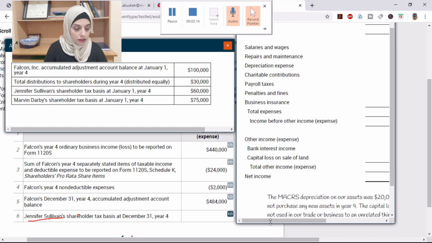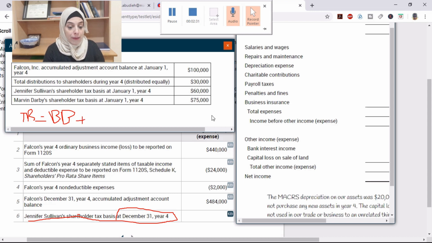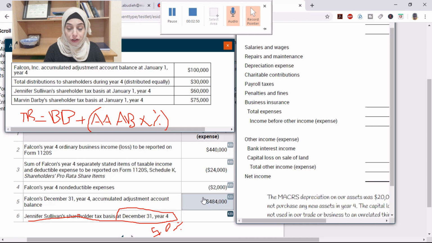Now the next question they're asking us is Jennifer's shareholder tax basis at December 31 year 4. They want the tax basis of one of the shareholders, which is Jennifer, as of December 31. So basically the tax basis equals the beginning basis. We take the ordinary income minus the separately stated taxable income and deductible expense items, minus the non-deductible expenses, and times those by 50%, because her ownership percentage is 50%, okay? And then we subtract her shareholder distribution times her basis percentage.